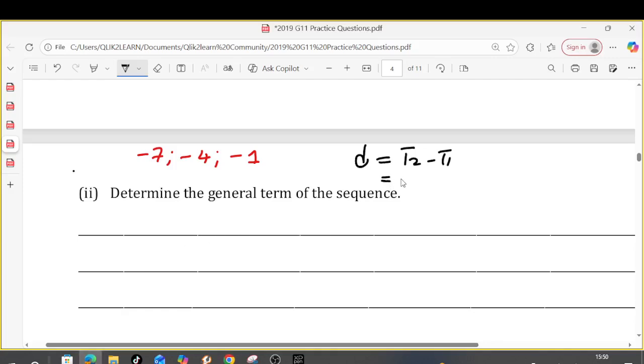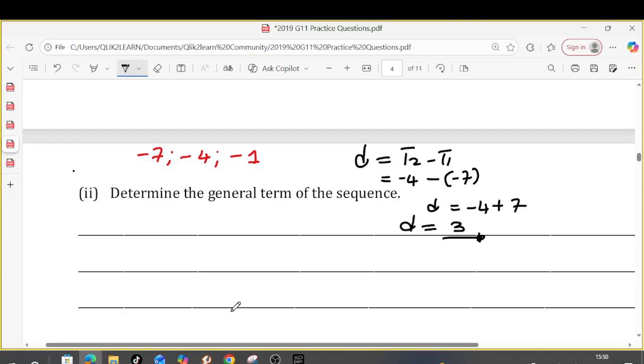So this will be T2, which is minus 4, minus inside the bracket minus 7. Therefore, what is D equal to? D is equal to minus 4 plus 7. Which will give us what? What is minus 4 plus 7? Positive 2, or positive 3? That's the value of D.